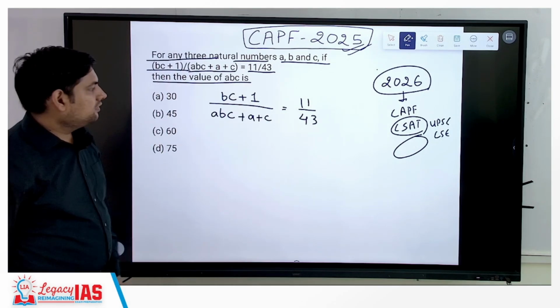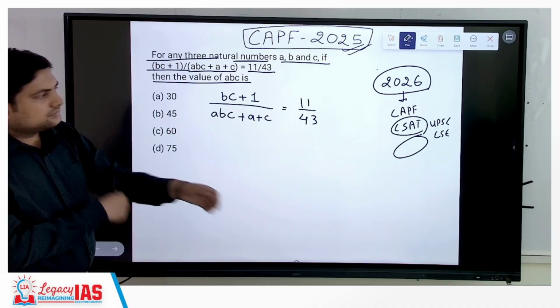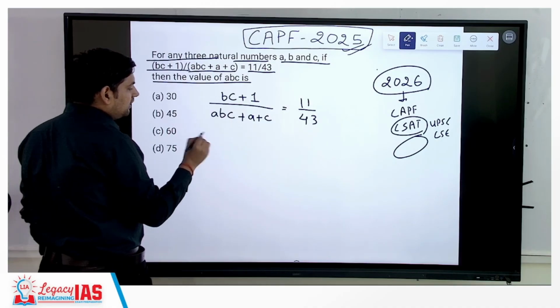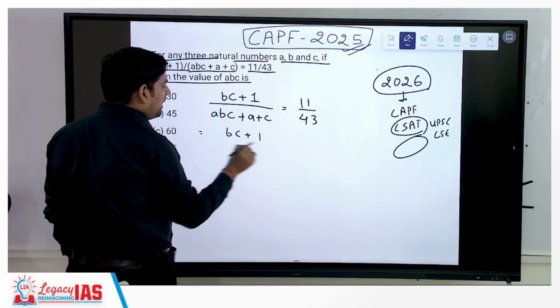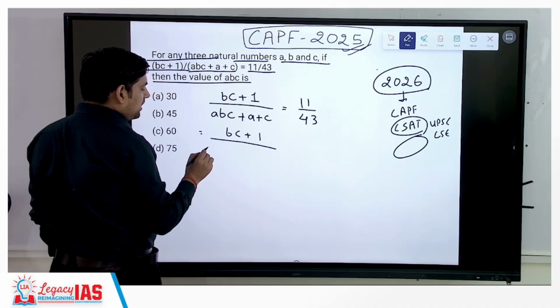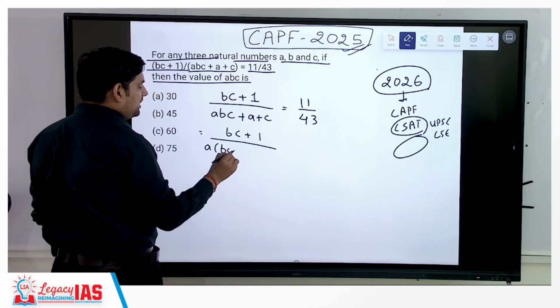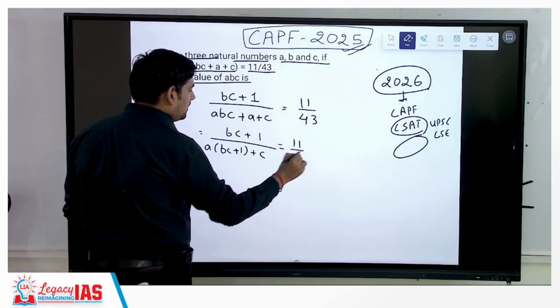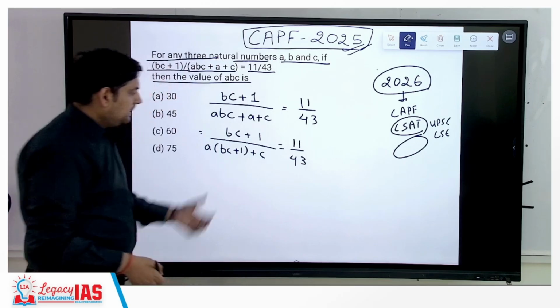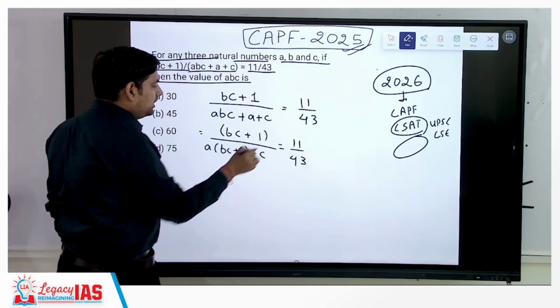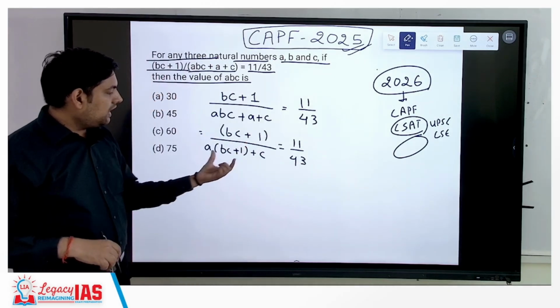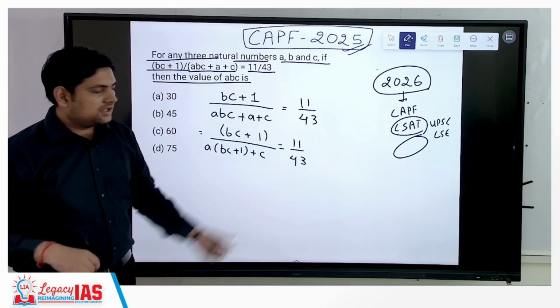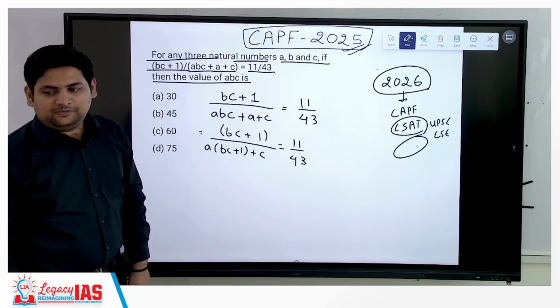Now what do you do? One thing you can do here is, you have BC plus 1 in the numerator. You can try to create BC plus 1 in the denominator also. So what you get is BC plus 1 in the numerator, and in the denominator A into (BC plus 1) plus C, which is equal to 43. Understood?